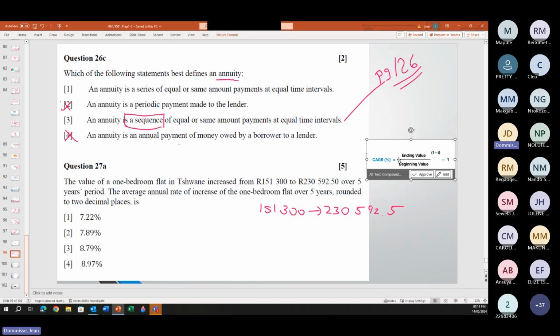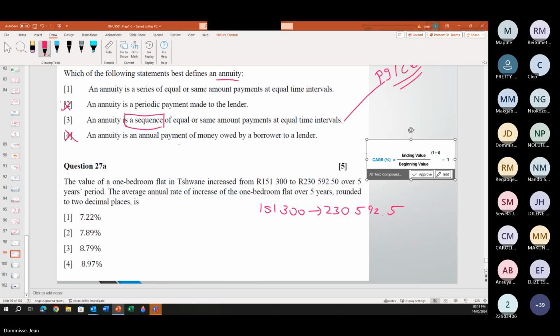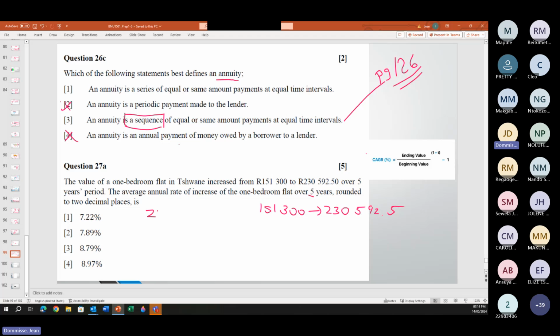You can use this formula where you put in the end value, you put in the beginning value, and you say 1 divided by t, which in this case is 5. So let's write down this formula. The end value was 230,592.5. You divide it by the beginning value, 151,300. You raise it to the power of 1 divided by t, so 1 divided by 5. And then you say minus 1. So that's one way to do it.